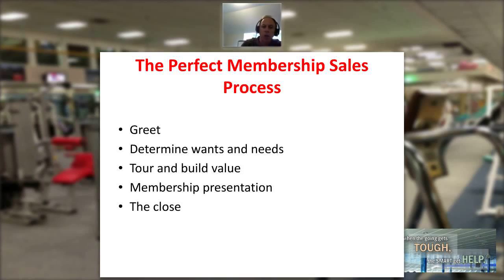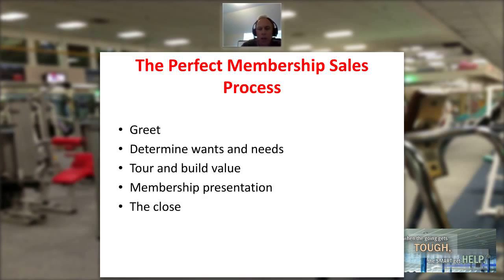Number two is you want to determine the wants and needs. Once they've registered in, you're going to have them fill out a needs analysis. This is where you're going to find out what we call that super objective or that powerful why. It's that emotional reason that they want to accomplish whatever these results, whatever these goals are. You're not selling at this point, okay?